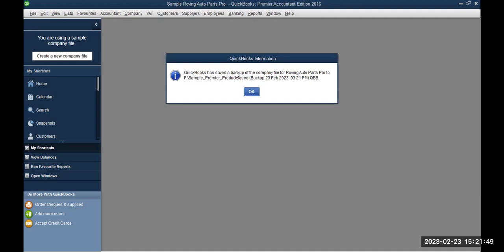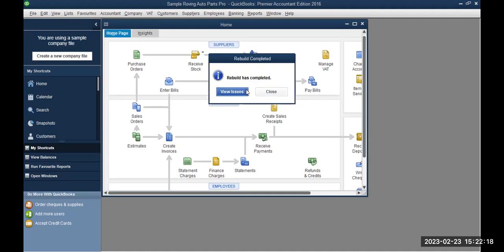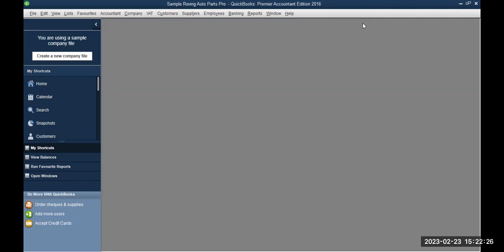So the backup has been saved, and it's saying where it has been saved, and the date of the backup is also put there, so that in case you want to restore a backup, you're looking at the latest date with the latest timestamp. So it has a timestamp that you can go and restore that particular backup. So we say okay. Rebuild data has been completed. If you want to view the issues, you can view the issues and you proceed. So that's how you do the backup.